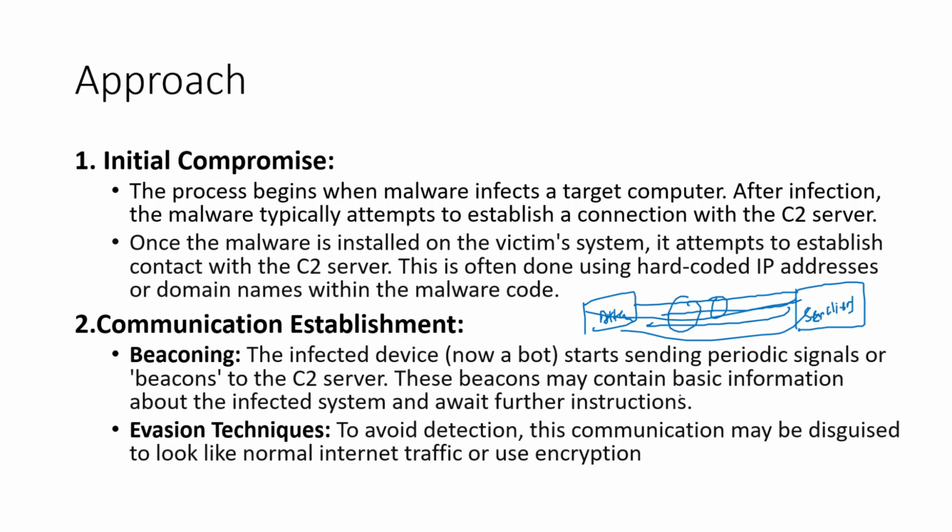So these beacons may contain basic information about the infected system or await further instructions. The evasion technique is to avoid detection. The communication may be disguised as normal internet traffic, or it may be encrypted traffic, so the firewall will not be able to inspect it.